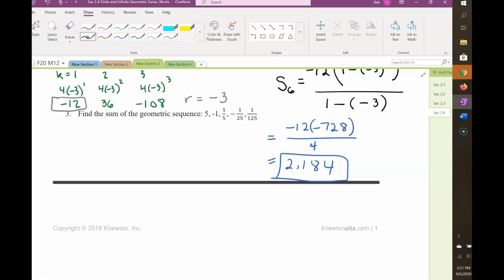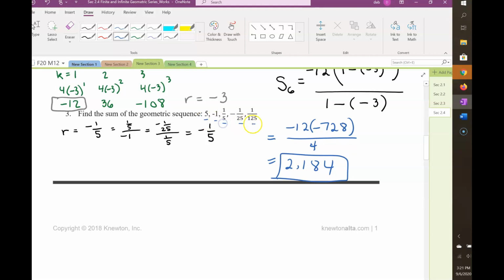Okay, so find the sum of the geometric sequence given. Well, now they're not telling us the r. We have to figure it out. What do you multiply 5 by to get negative 1? So it looks like the common ratio is negative 1/5. So that's our r.